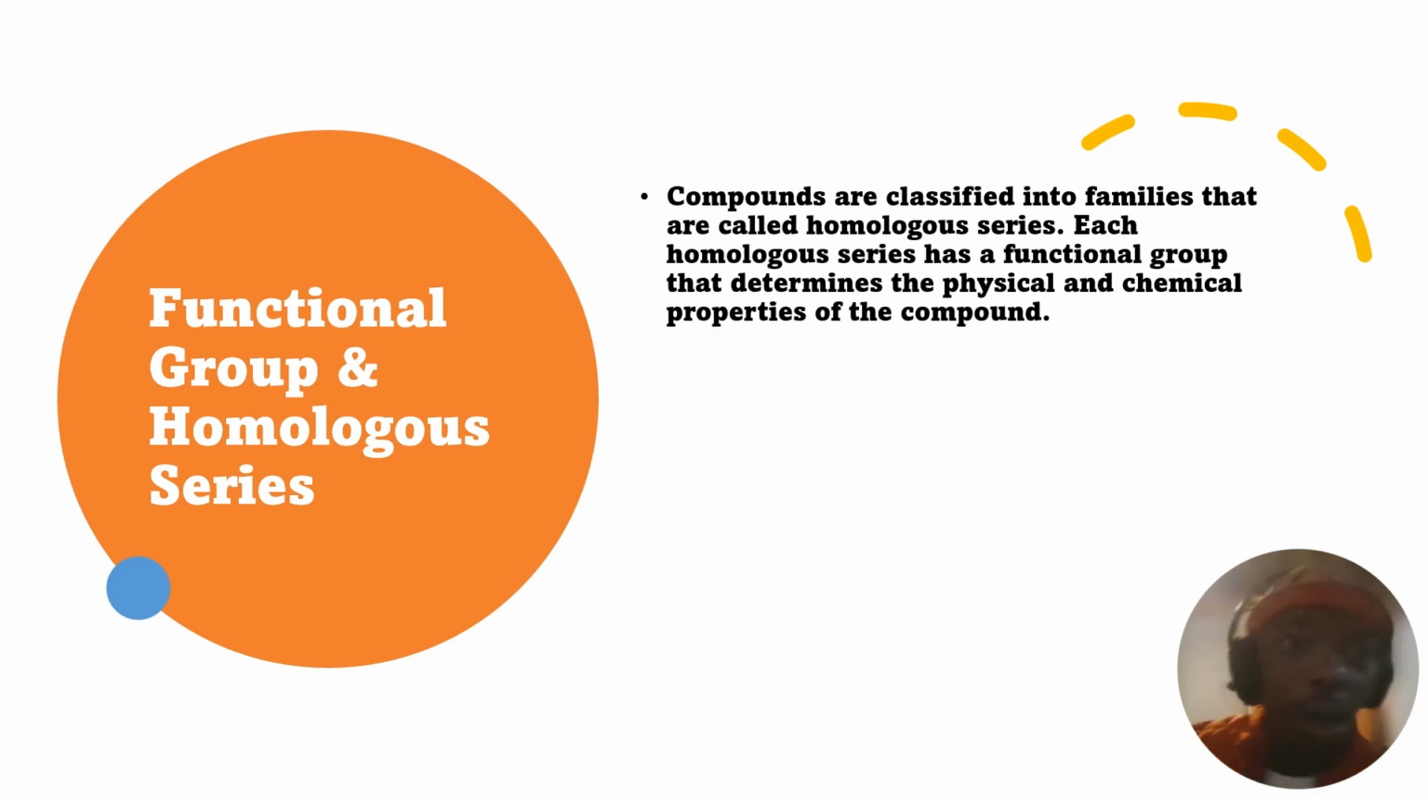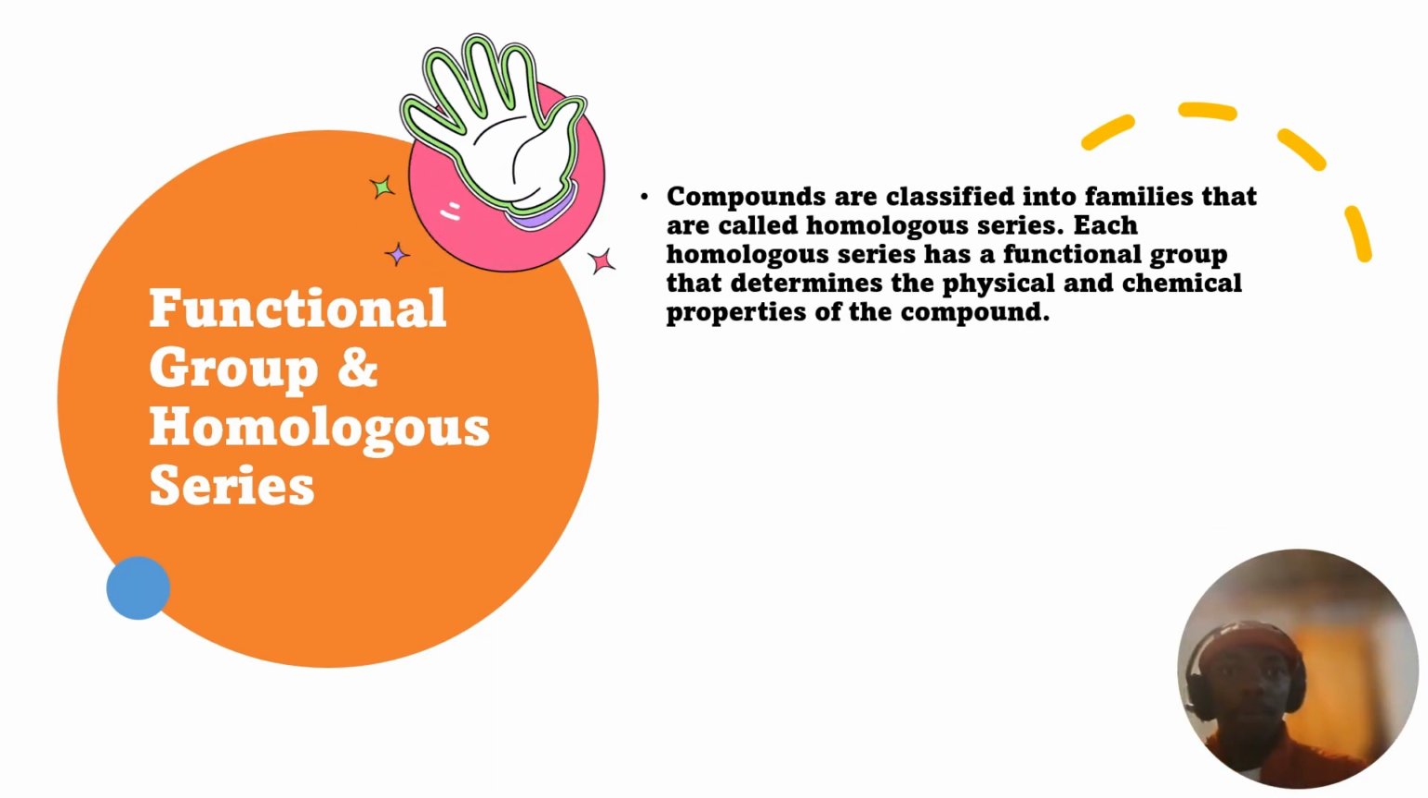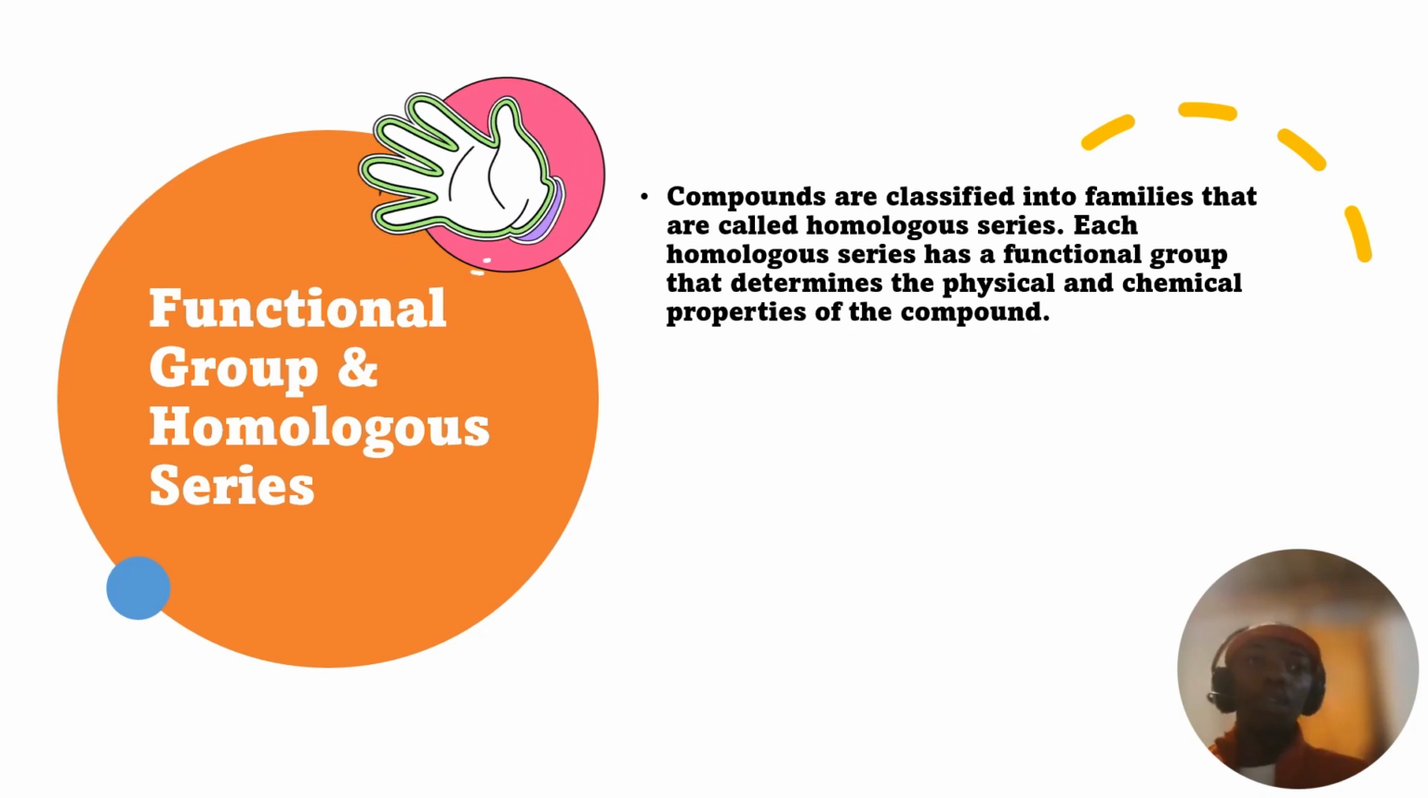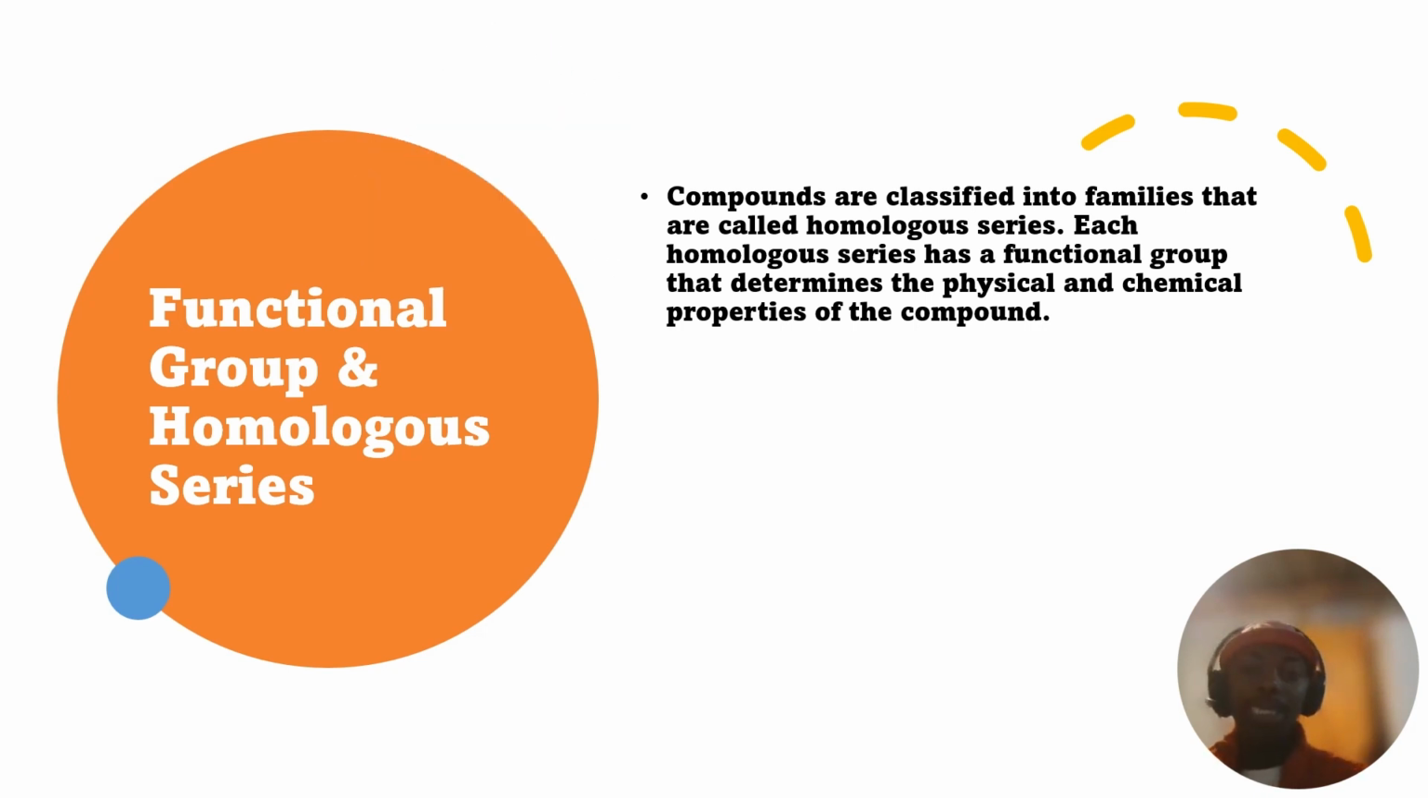Right. It says compounds are classified into families that are called homologous series. Each homologous series has a functional group that determines the physical and the chemical properties. So these organic chemistry compounds are classified into homologous series, and these homologous series have functional groups that determine their physical and their chemical properties, guys.